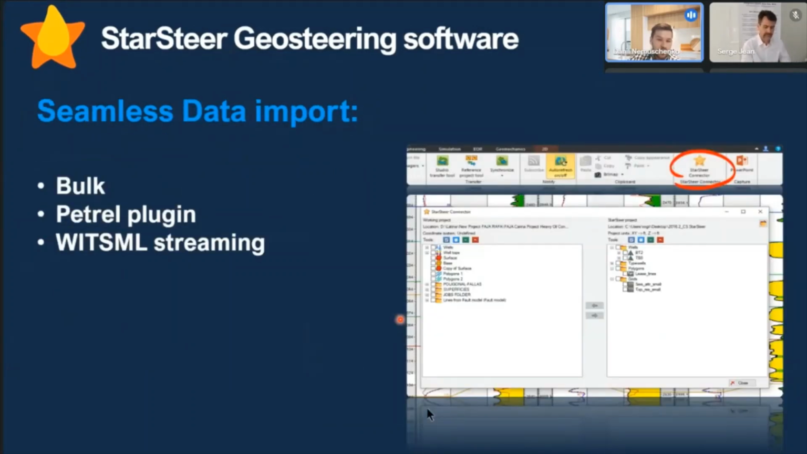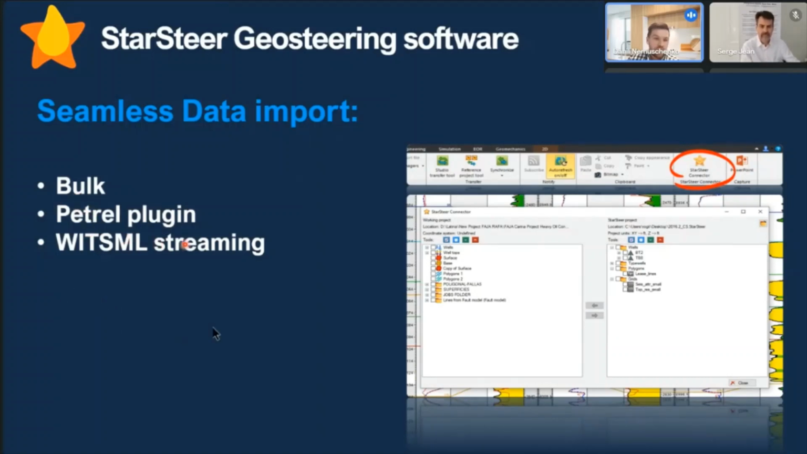And all of this data can be uploaded to StarSteer 3 ways. It's bulk upload, so you can just drag and drop the data to StarSteer. It's very quick, it's very easy, and you can spend only 5 minutes to set up a project.